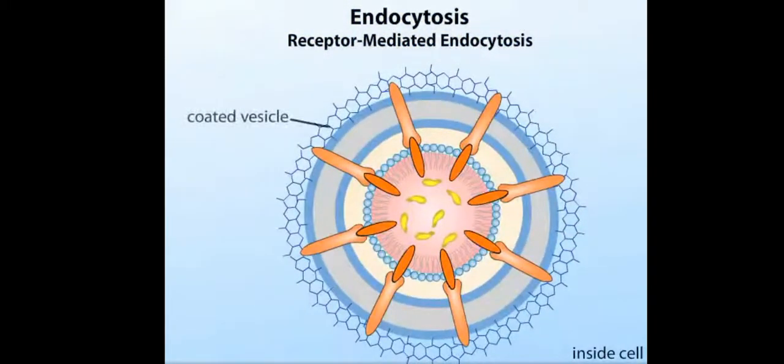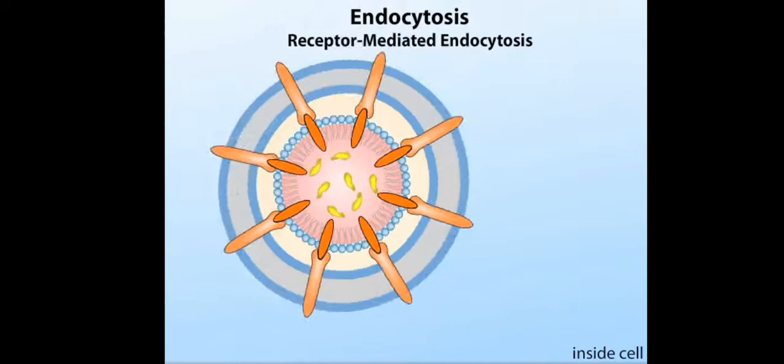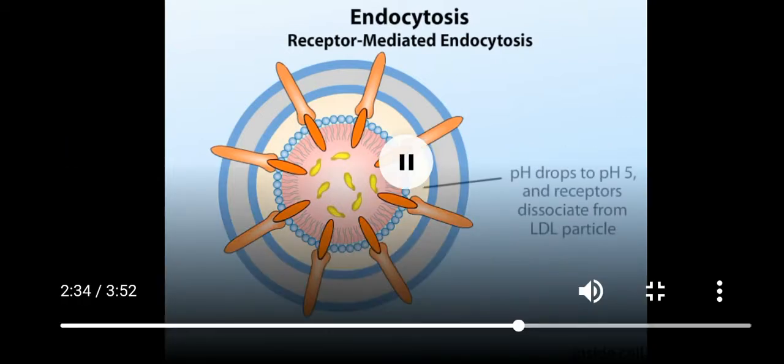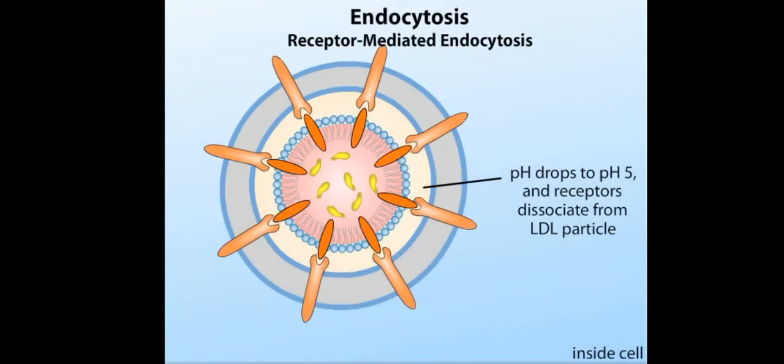Inside the cell, the vesicle soon becomes uncoated as the clathrin molecules dissociate from the vesicle and from each other. Although not shown here, another vesicle then fuses with the LDL-containing vesicle, causing the pH inside to drop and forcing the receptors to dissociate from the LDL particle.